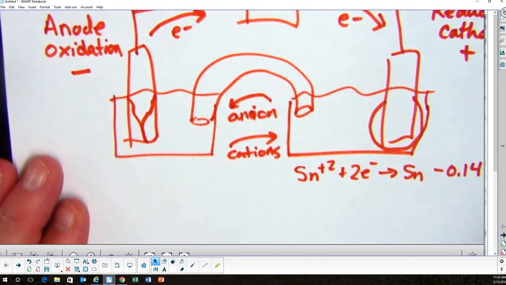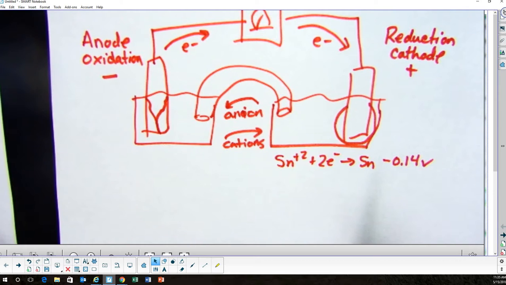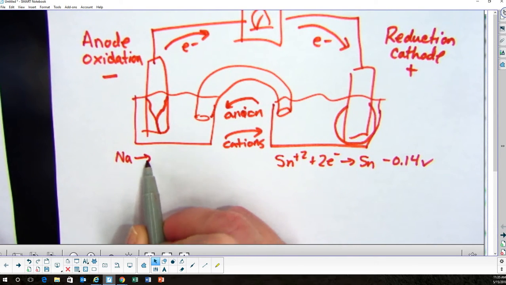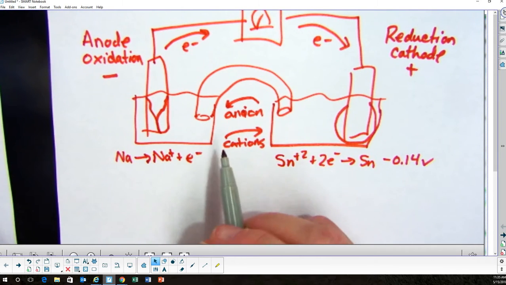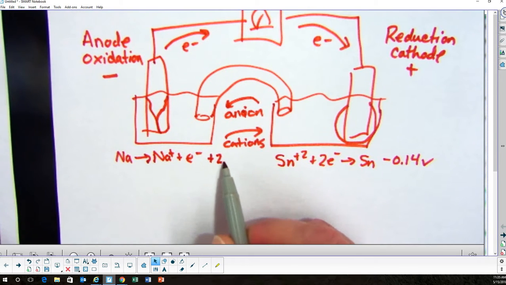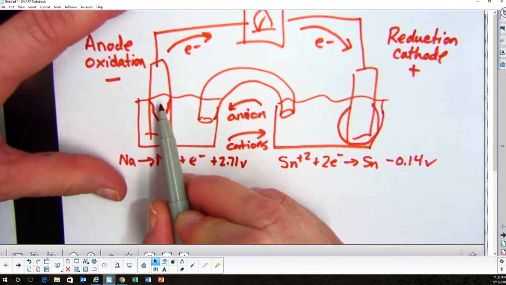So we're going to find sodium. I'm going to go out a little bit. You guys find sodium down at the bottom? Okay, but we're flipping it around. So Na is going to go to Na plus e minus. And the voltage is also going to change signs. So I'm going to have a positive 2.71 volts. Everybody okay with that?